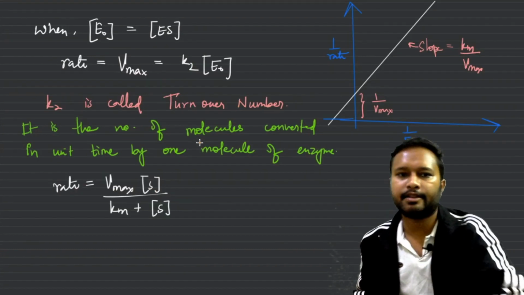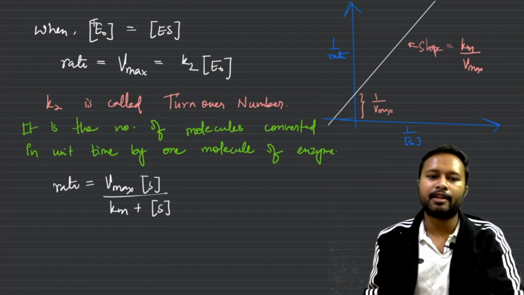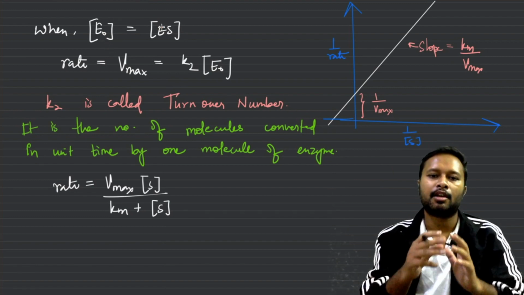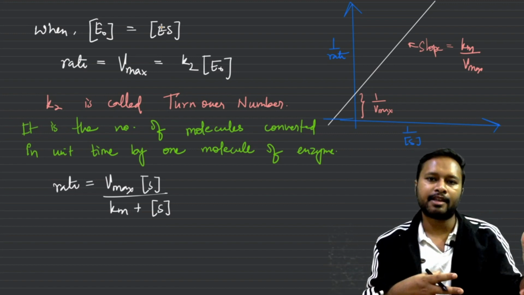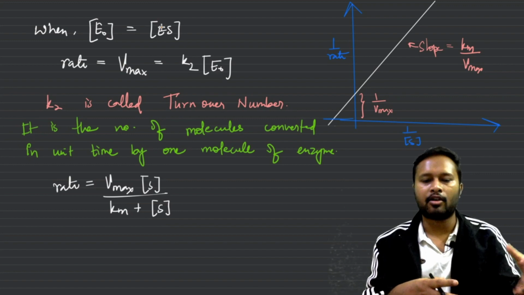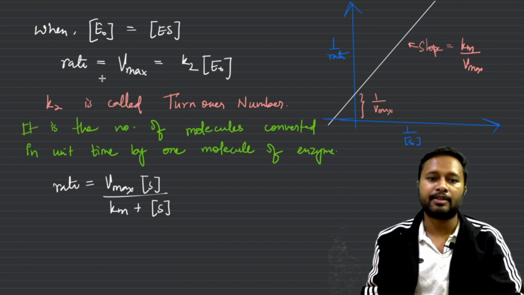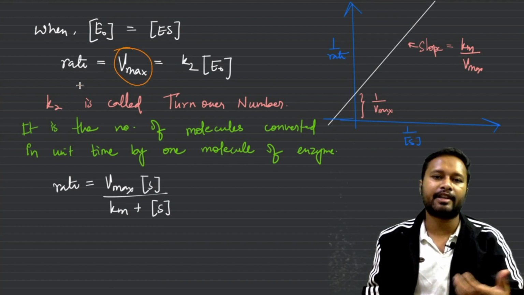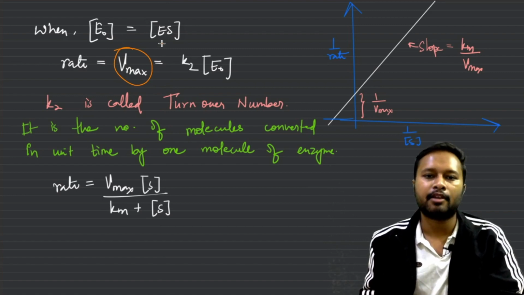All right, the next important thing is the graph from here. When your total enzyme concentration is equal to the concentration of enzyme substrate complex, that means all the enzyme you have given to the reaction has formed the enzyme substrate complex. If that happens, the rate becomes maximum, and that's what we call Vmax or Vm. So Vm or Vmax tells you the maximum rate when all the enzyme present in the reaction has formed a complex with the substrate.